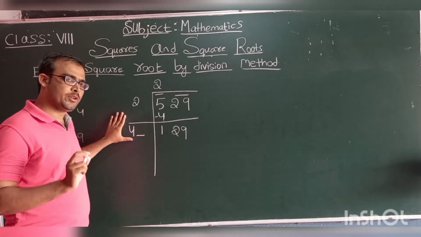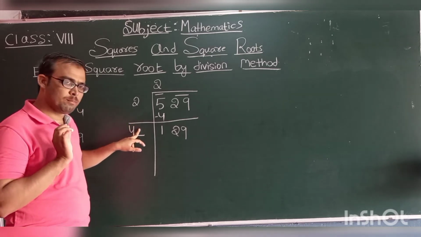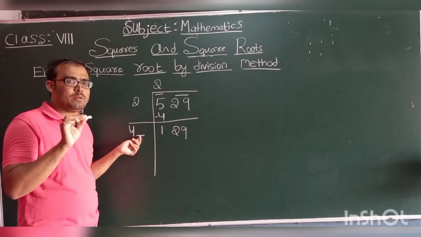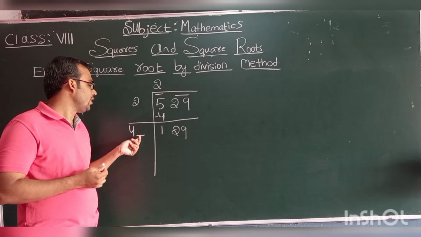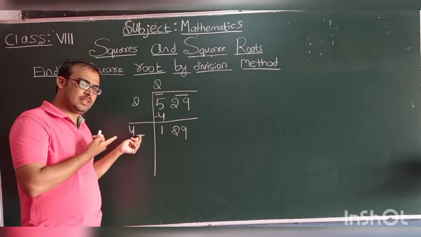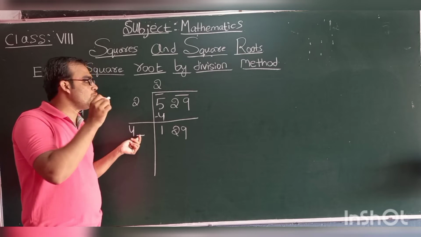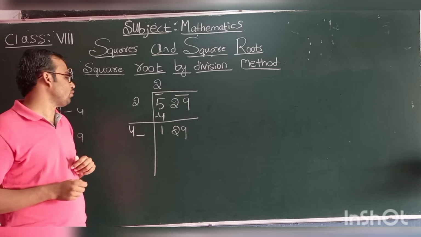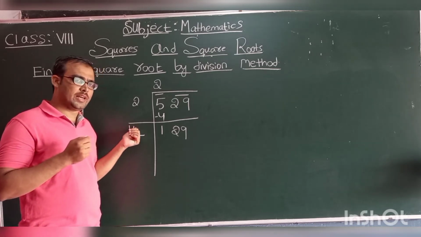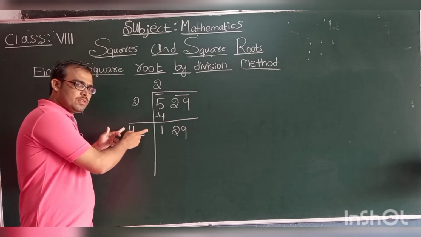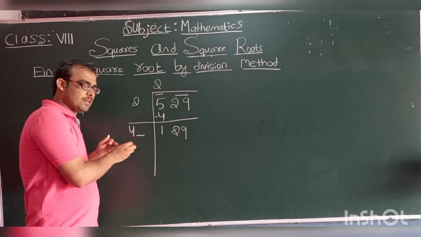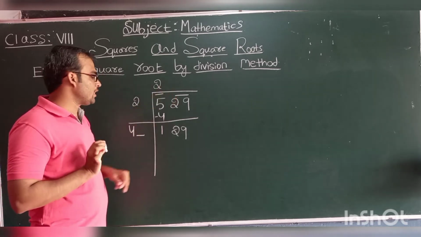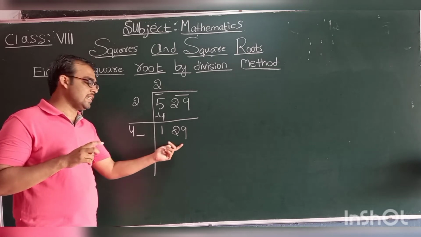Now students, you need to fill the blank with a number, and that number will be the new digit in the quotient. And one more most important thing, the fourth step: whatever digit you are filling in this blank, the product of the new divisor and the new digit in the quotient must be equal to or less than 129.